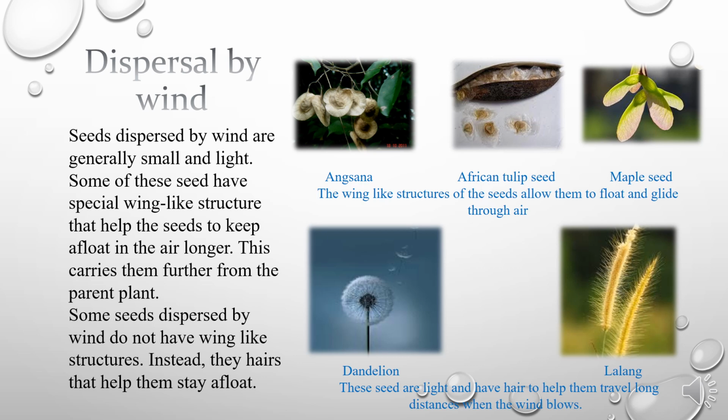Okay, now some seeds do not have wing-like structures. They are very light and have hair that helps them stay afloat, like a dandelion. When you blow it, they are very light and the hair will just keep them afloat in the air, making them away from the parent plant, and thus they will start germinating.